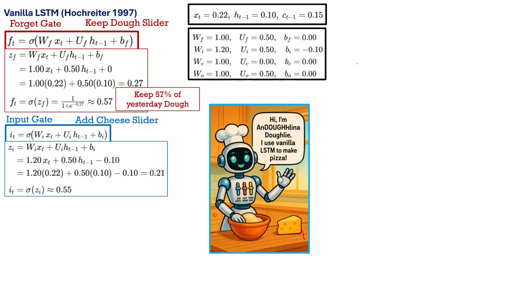So based on that number, we decide to sprinkle only 55% from the fresh cheese into the bowl. However, you cannot sprinkle the cheese yet because this is still a solid cheese. Okay, that's why. Next is the candidate memory.